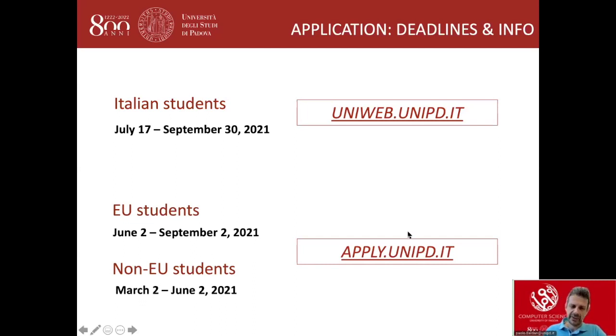And for non-Italian students, there are different deadlines, and you can find all the information at the site apply.unipt.it, and this is the site through which the process can also be performed.